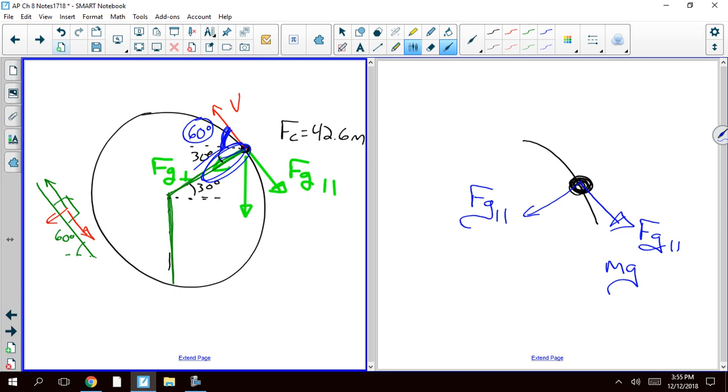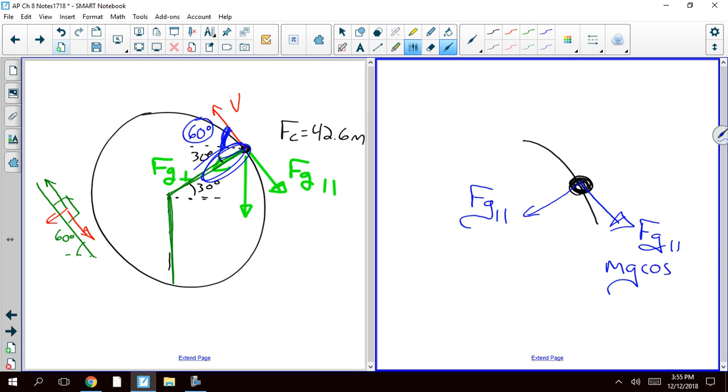So FG parallel is cosine of theta, so times the cosine of 60 degrees. And my FG parallel is mg sine of 60 degrees. Oh, no, I've got my sine and cosine flip-flopped. Darn it. Sorry. FG parallel depends on the sine. Oh, seriously? Smartboard. Because I'm the one that made the mistake, right? So times the sine of 60, and this one's cosine of 60.